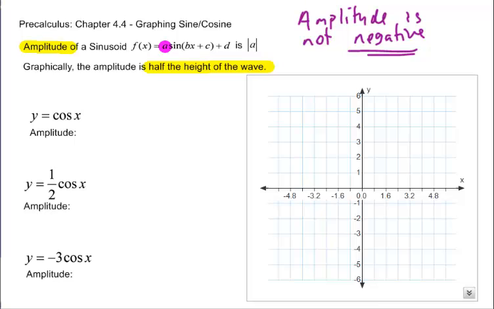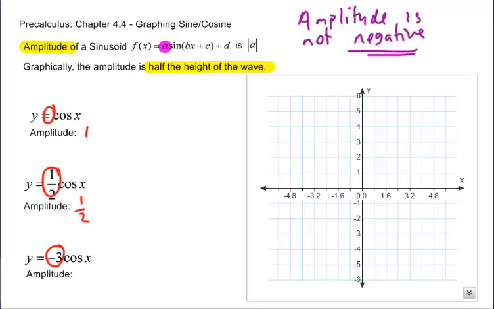But look at your sine and cosine curves here. We got numbers in front of all of these cosine guys. Well, what number is in front of y equals cosine x? 1. What number is in front of 1/2 cosine x?